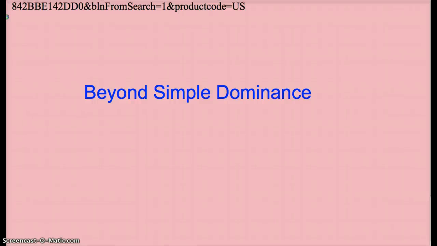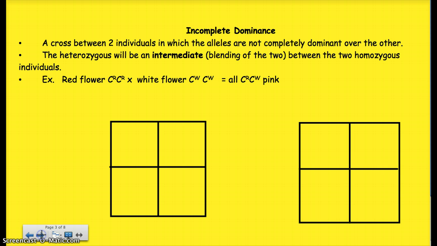Okay, today what we're going to do is learn about instances where it's beyond just simple dominant rules like we've been talking about in class, where black is dominant to white, brown hair is dominant to blonde hair, brown eyes is dominant to blue eyes. So what we're going to be looking at is some of these different traits. All right. So the first one is incomplete dominance.